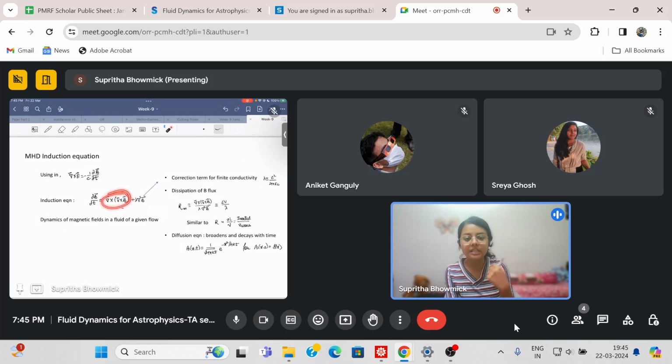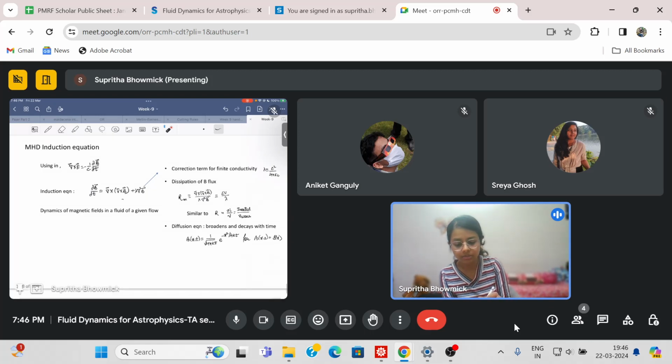This is the proxy for the inertial term. This is the proxy for the viscous term. That gives you the magnetic Reynolds number. This is also something that was discussed when we discussed Mach numbers, Reynolds numbers, and magnetic Reynolds numbers in week 2 or 3. And lambda is something called the magnetic diffusivity. So this term tells you how the magnetic flux is dissipated in a finitely conducting medium.